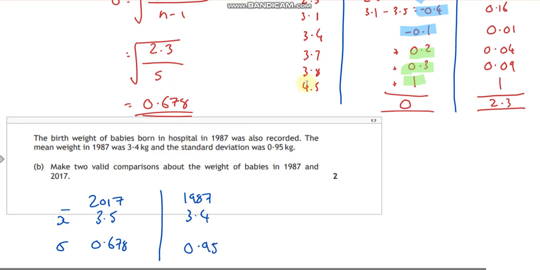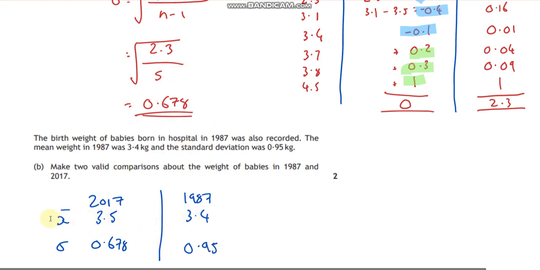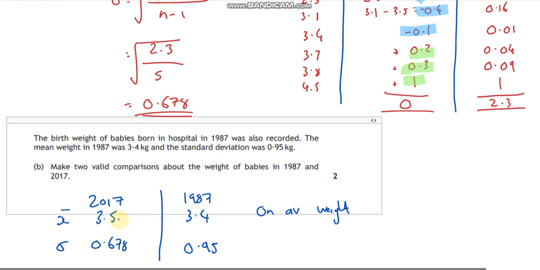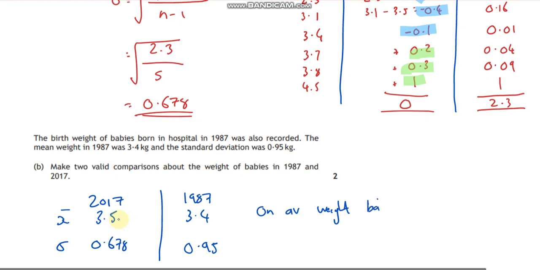So what can we say? Well, we can say that on average, and we have to say on average for this bit, the weights of the babies have increased from here to here. So on average, the weights of newly born babies, try and keep it as close to the question as you can. On average, the weight of babies has gone up from 1987. It's higher, isn't it? And you can even tie that in and just say, 3.5 is bigger than 3.4.